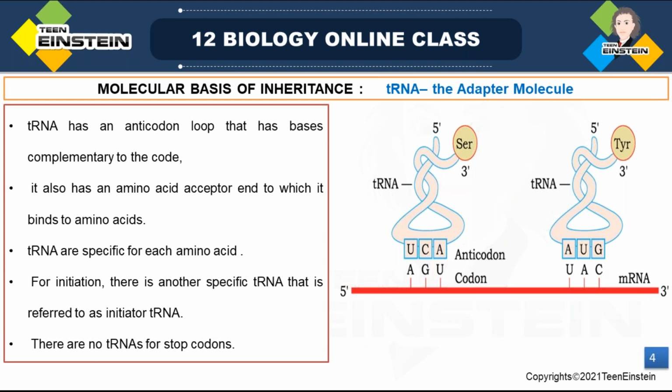Now we can learn about the structure of tRNA. Without learning the structure, we can't make out how it works for protein synthesis. So let's learn about the structure of tRNA. In this picture, you can see the red colored line. This is the mRNA, or messenger RNA, from 5' to 3' direction. In that you can see some codons.